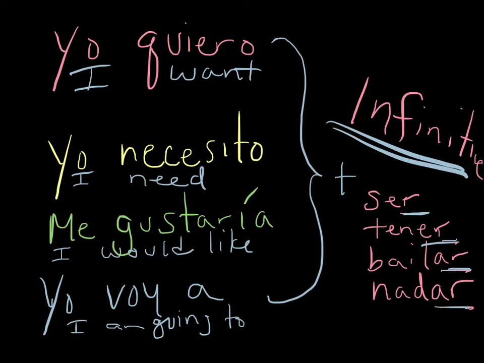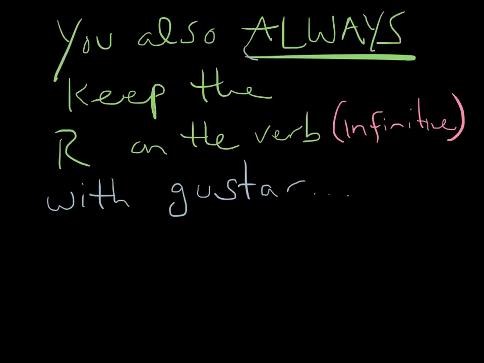You also always keep the R on the verb, which is the infinitive, with gustar. So if I say, what do you like to do? ¿Qué te gusta hacer? Me gusta bailar. No me gusta bailar, because you're going to say, I like to ski. I don't like to ski, not I like I ski.